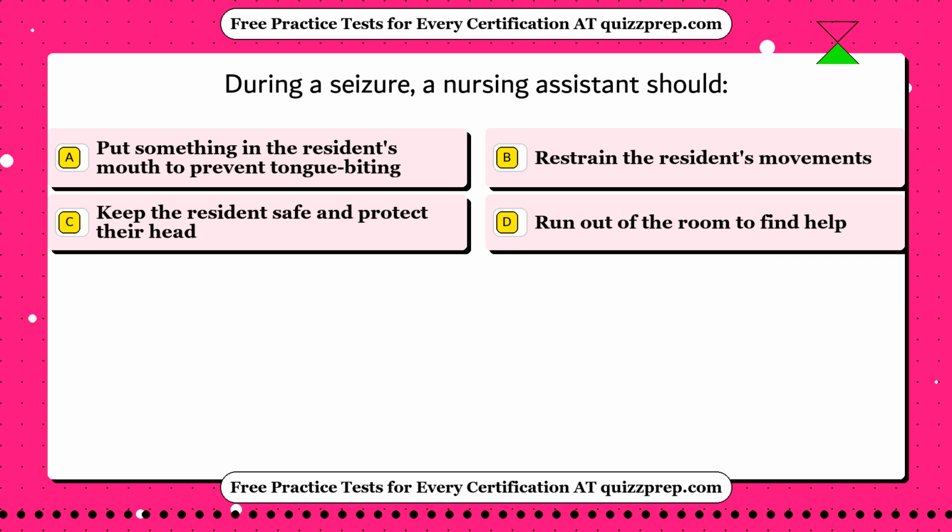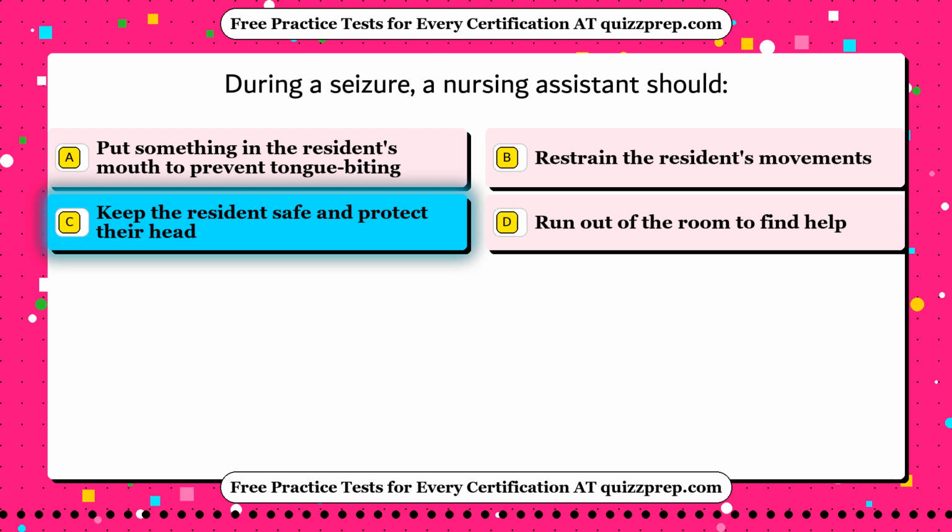Question 24. During a seizure, a nursing assistant should: option A, put something in the resident's mouth to prevent tongue biting. Option B, restrain the resident's movements. Option C, keep the resident safe and protect their head. Option D, run out of the room to find help.